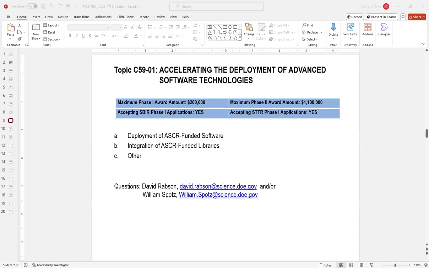And I think the way this works is that Bill and I are here to answer questions that people may have. Yeah, I'll just say that an obvious question is, is there a list of ASCR-funded software out there? There are links in the topics, so you can go there. But it's just the nature of funding research in this area that some software products can get developed that we may not even know about.